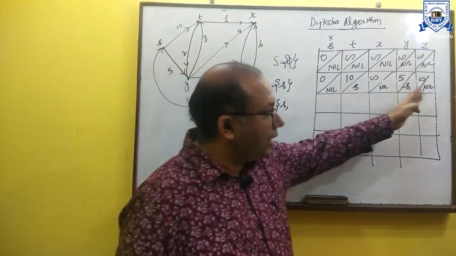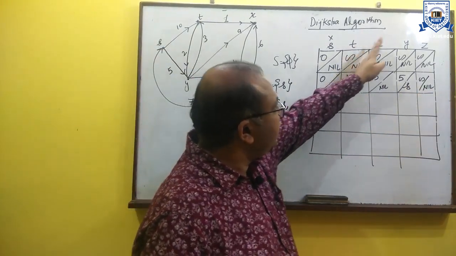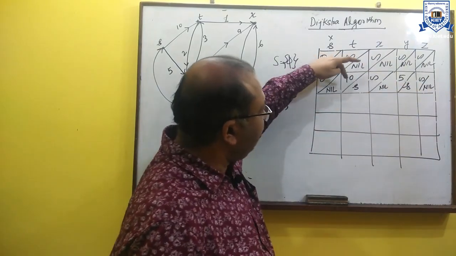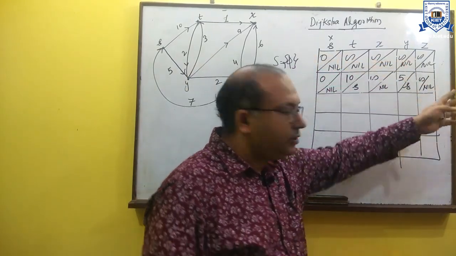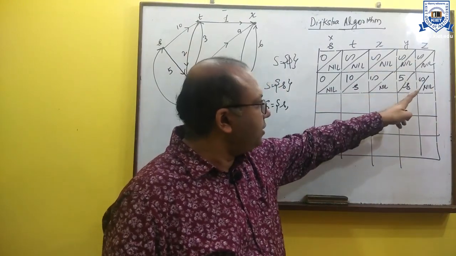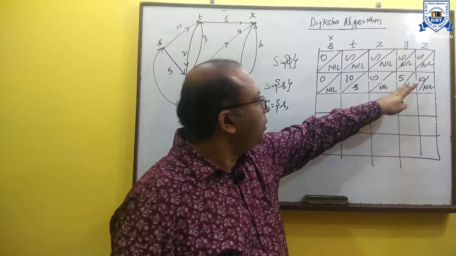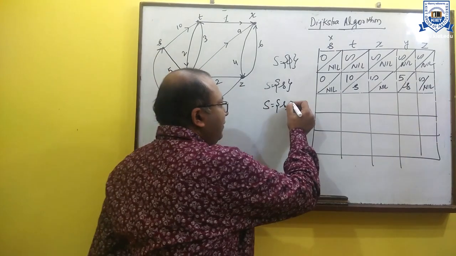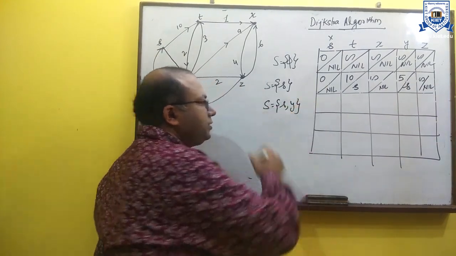So how many vertices are right now in the queue? So 4 vertices: T, X, Y, Z. And what are the values? 10, infinite, 5, infinite. So it is very easy to take out the vertex which has the minimum value. So Y will come out, and when Y comes out, it becomes a part of this set S.